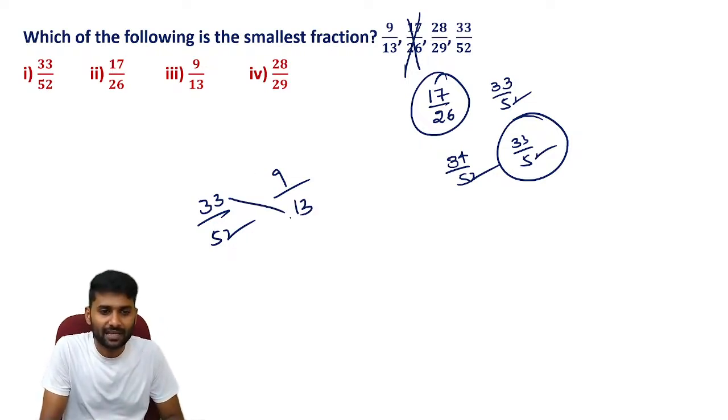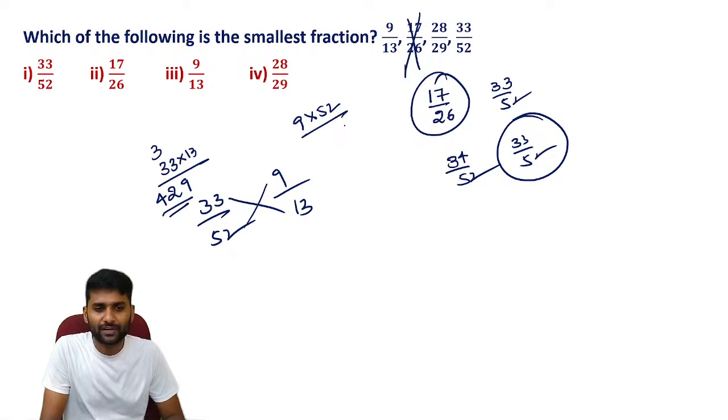If you compare with 9 by 13, see 33 is multiplied with 13. So 13 into 3 is 39. 39 plus 3 is 429. Here 9 is multiplied with 52. 9 twos are 18. 9 fives are 45 plus 1 is 46. So definitely 33 by 52 is smallest.